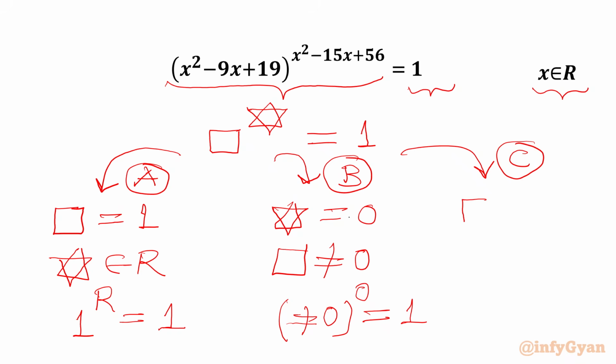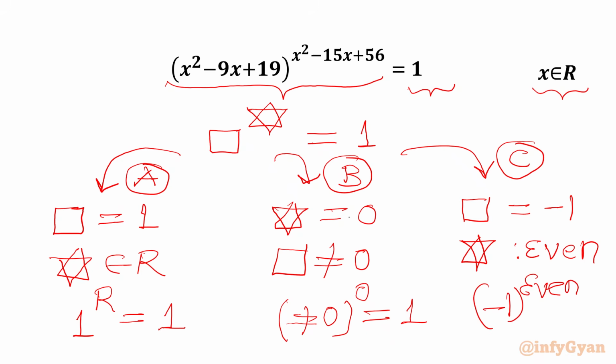Case third, which we call C. Here our base or box is equal to -1 with our exponent or power or star even numbered. Then we are going to get RHS 1. So -1 raised to the power even number is always equal to 1. Now we have to pass our exponential equation through these 3 cases. So let's begin with case A.